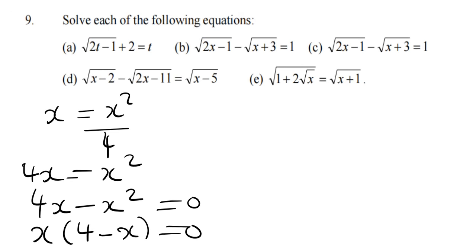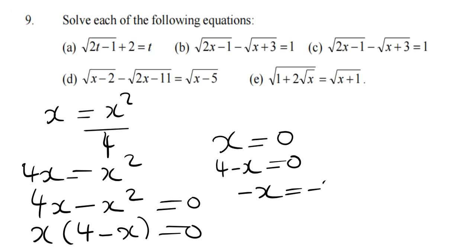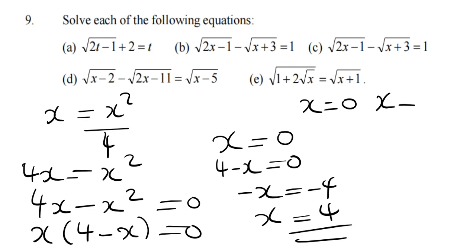So therefore, what are the two solutions now? You know what this means. You know that x is equal to 0, and what you have in the bracket, 4 minus x is equal to 0. So in this case, another value of x: negative x is equal to negative 4, so x is equal to 4. So for this last question, the solutions are x equal to 0 and x equal to 4.